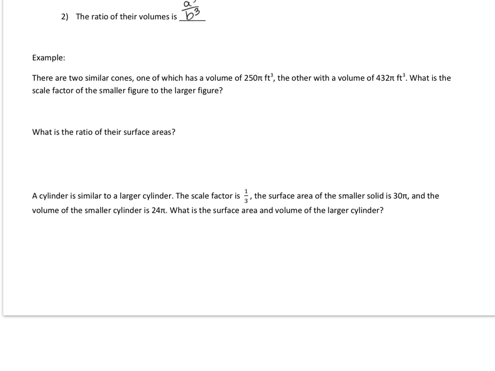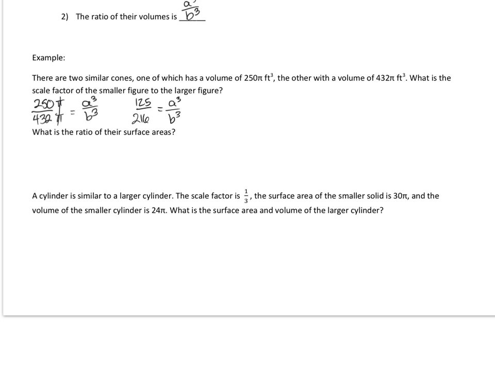So what we know here is that 250 pi over 432 pi is equal to my a cubed over b cubed, because we're talking volumes. So I'm going to go through and reduce this as much as I possibly can. My pi's cancel. 2 goes into both of these, so I get 125 over 216 is equal to a cubed over b cubed.